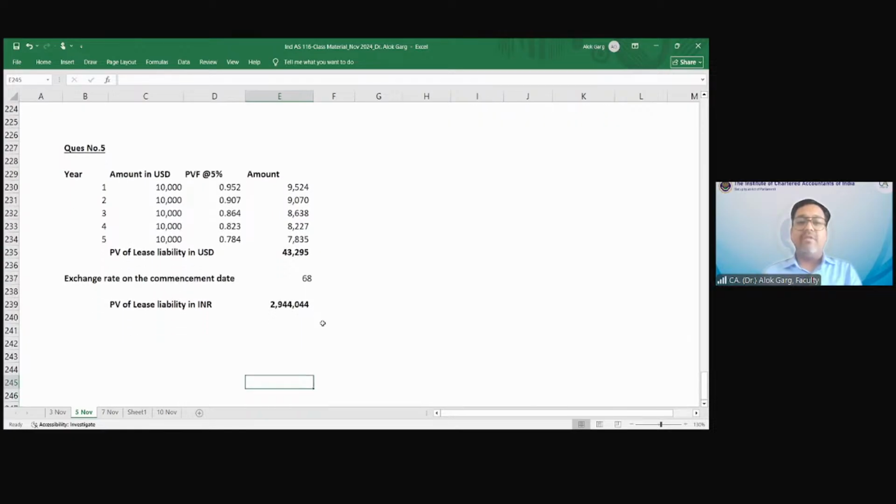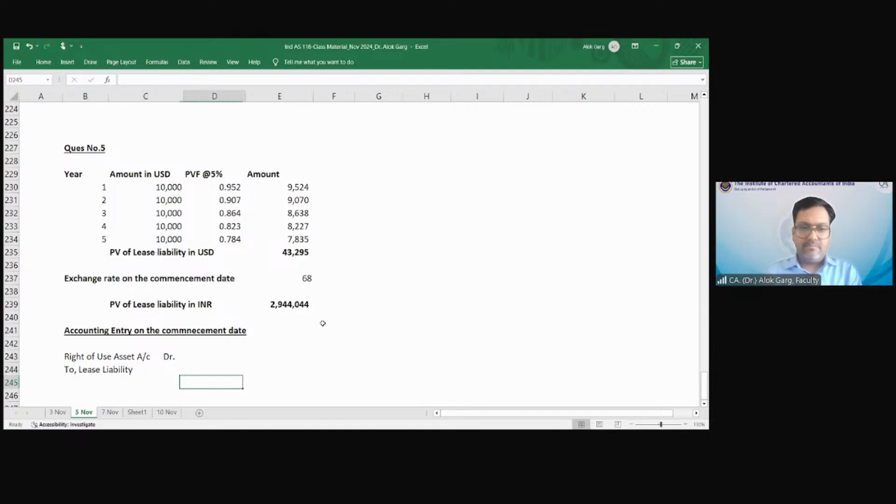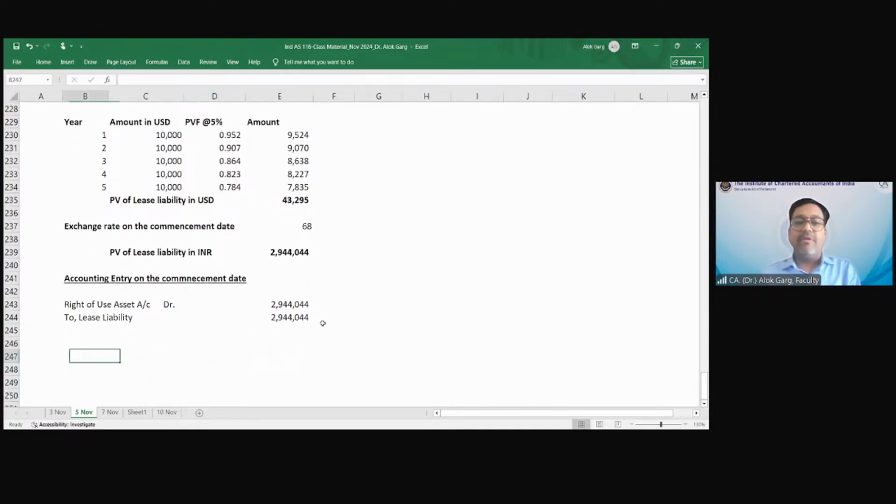What is my accounting entry on the commencement date? Right of use asset, debit, to lease liability. Right. So what is the accounting entry on the reporting date? This is on the commencement date, initial recognition measurement. What is the accounting entry on the reporting date?